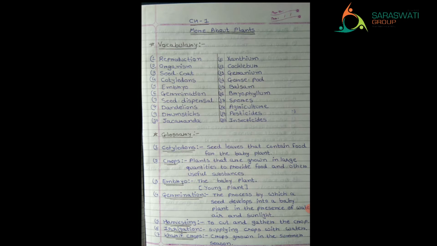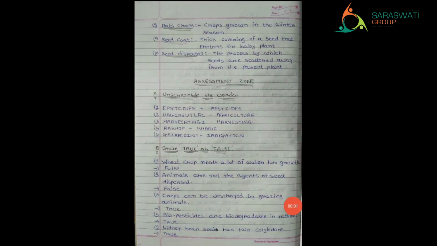We saw what is cotyledons, crops, embryo, germination, harvesting, irrigation, kharif crops, right? So this all you will write. Okay? Rabi crops, seed coat, and seed dispersion. Right? So these all glossary meanings we have seen in the vocabulary words slide. Okay? So now we are moving to the assessment zone.